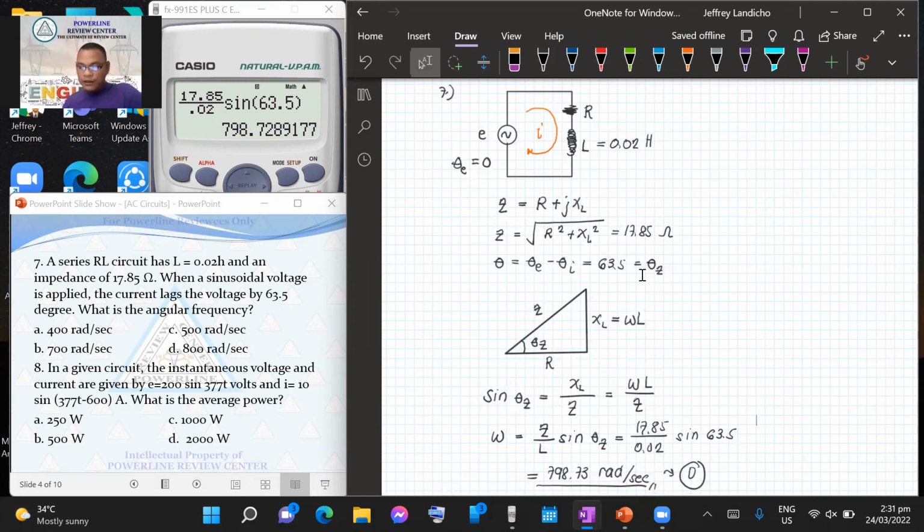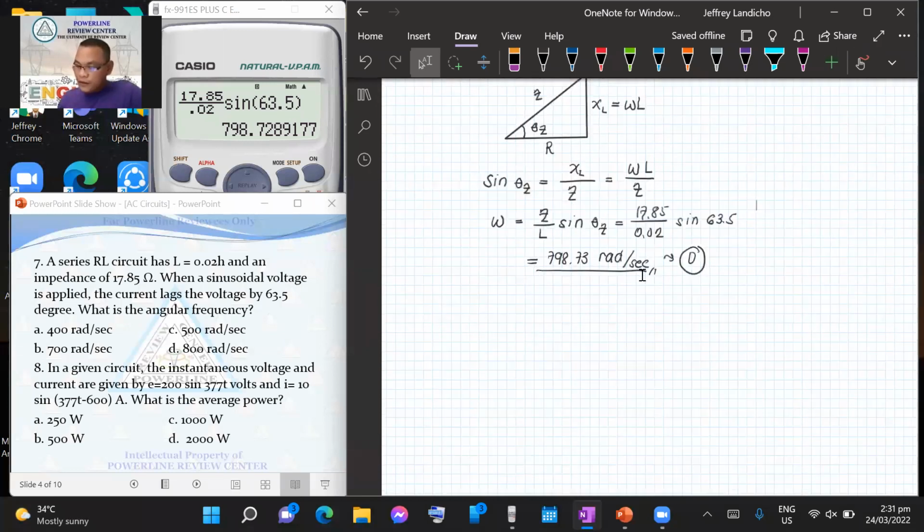In a given circuit, the instantaneous voltage and current are given by the equation. What is the average power? So for problem number 8, hindi binanggit kung anong circuit parameters meron tayo. Ang binigay lang, the equation of our voltage, which is equivalent kanino? 200 sine 377t volts. So by inspection, we may clearly identify that its phase angle is at what? 0 degrees. So siya yung reference natin.